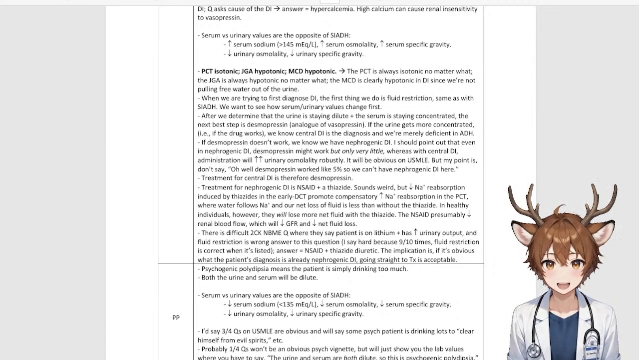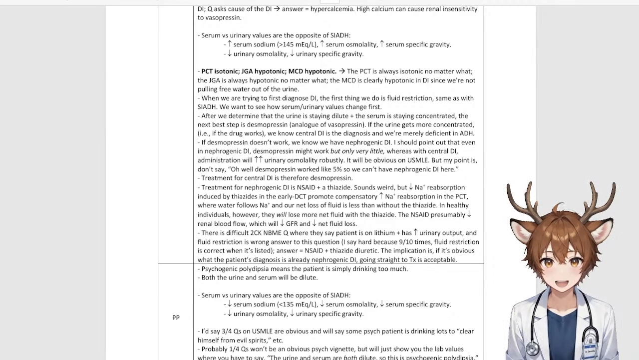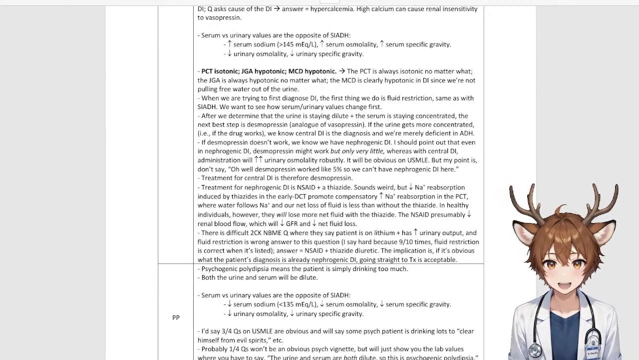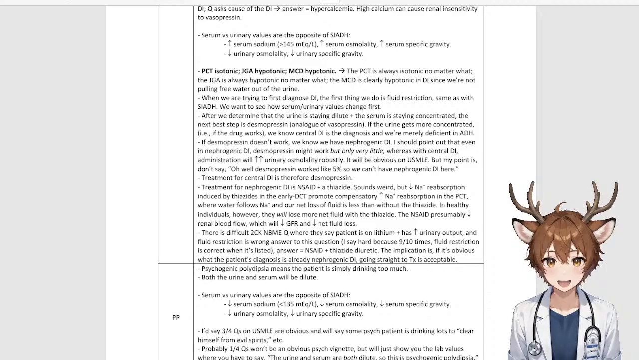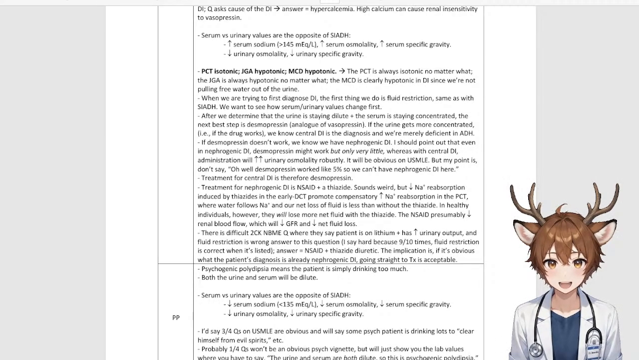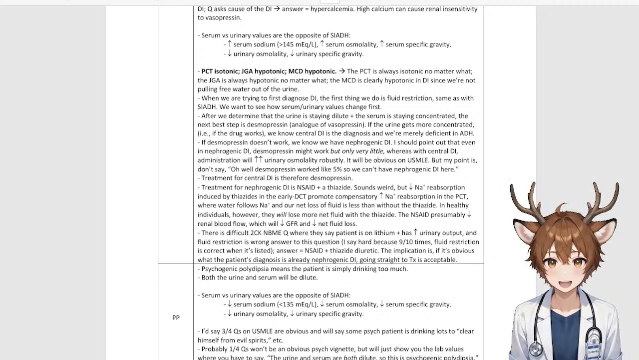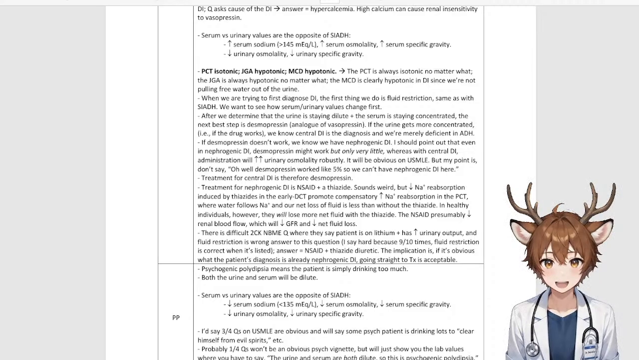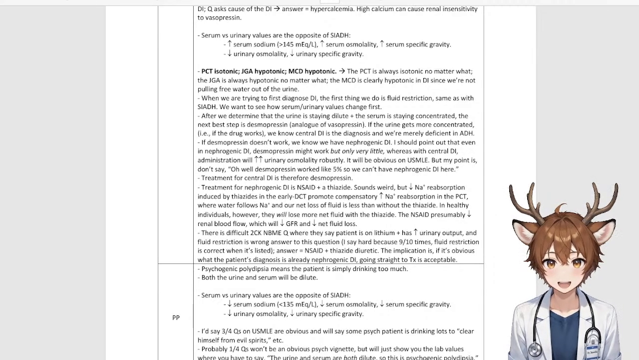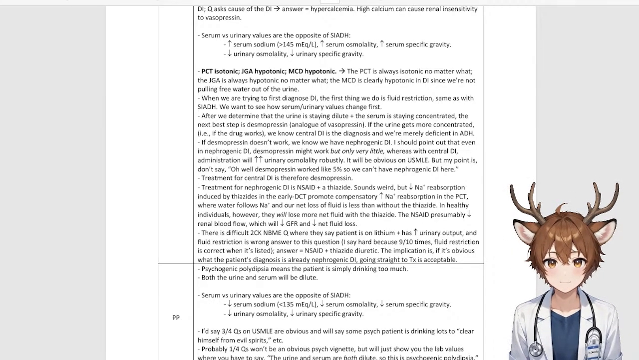If desmopressin does not work, we know that we have a nephrogenic DI, which means that the body's not reacting to ADH. That's the issue. I should point out that even if it is nephrogenic DI, desmopressin might work but only very little, whereas with central DI, administration will significantly increase urinary osmolality robustly. It will be obvious on USMLE, but my point is, don't say, oh, well, desmopressin worked like 5%, so we don't have nephrogenic DI here, because it might have some very, very minor effect.